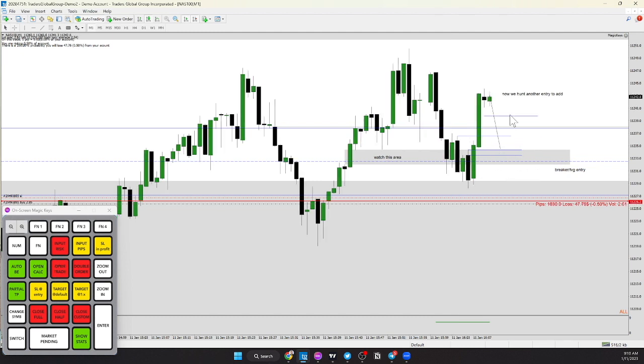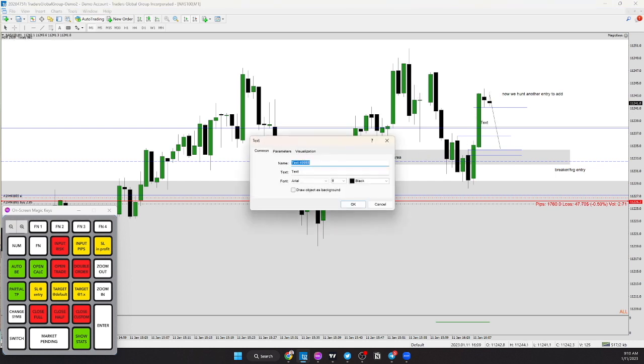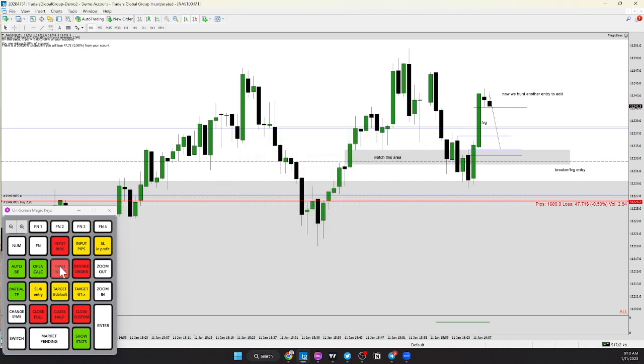All right, so there's a 1 minute fair value gap that I'm mapping out here. This is what I'm looking for price to trade into, and I will take a pyramid position.